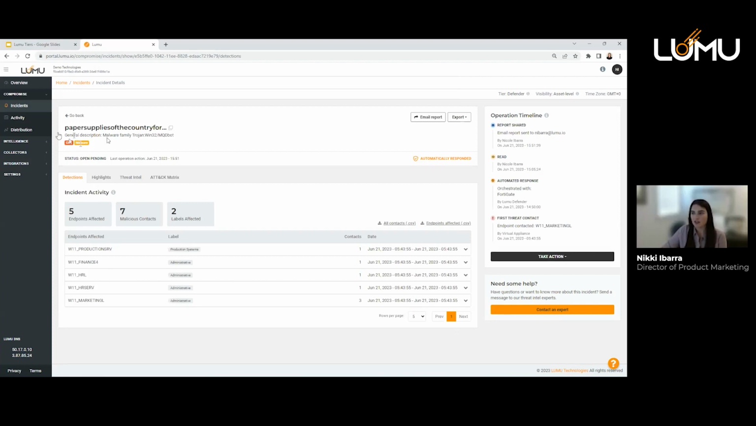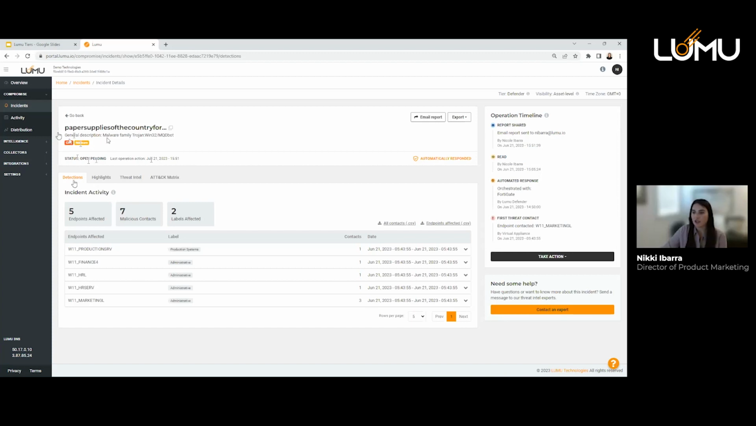The status of the incident, it's currently open. That means it's open in the portal. Nobody in the organization has yet read it or looked at it. The last operation is just kind of the last interaction or any action that's been taken with this IOC within your organization, any contact or anything like that, or attempted contact.